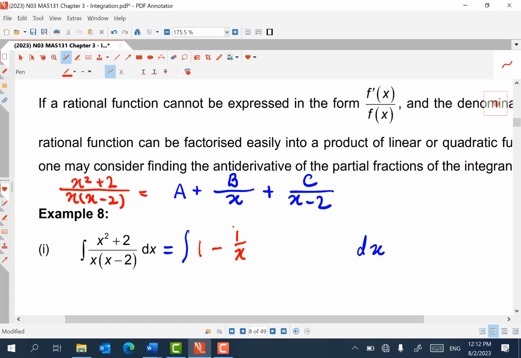And to find C, put x as 2 and cover up this further. Yeah, it's 3. Right, so Rayson did it. And then Rayson continued the integration.